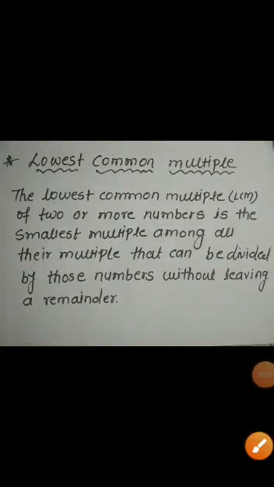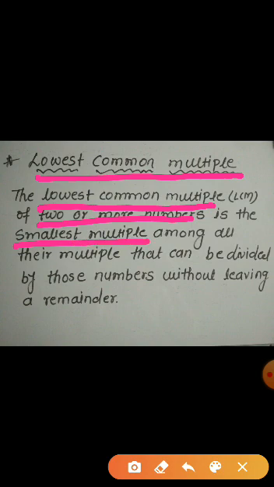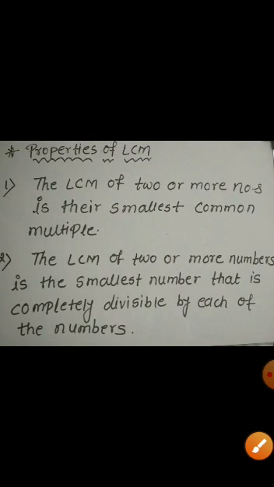Students, today we are going to discuss the topic lowest common multiple, that is LCM. The lowest common multiple of two or more numbers is the smallest multiple among all their multiples that can be divided by those numbers without leaving a remainder. Let's discuss first the properties of LCM.